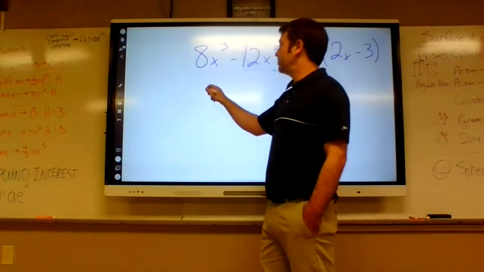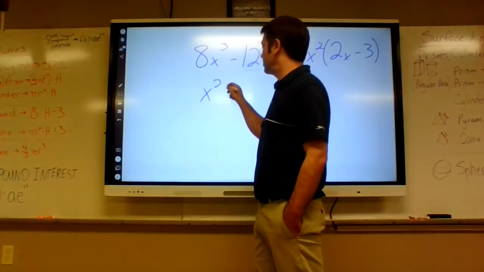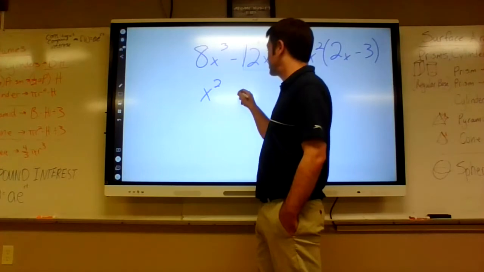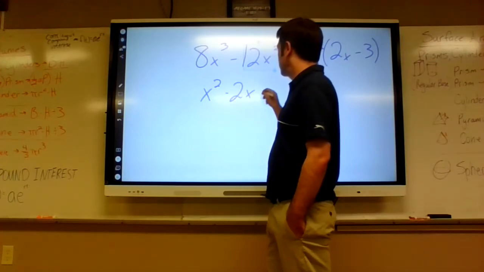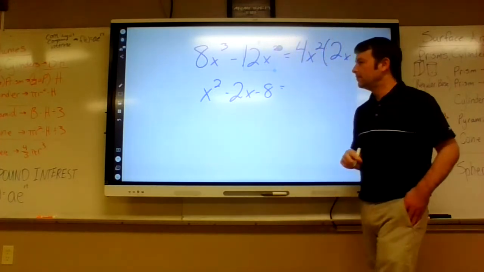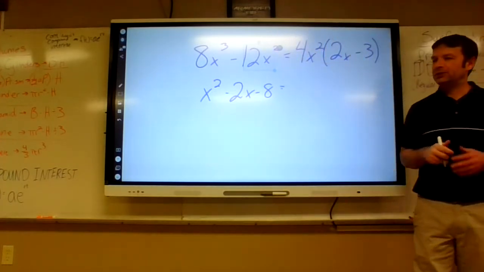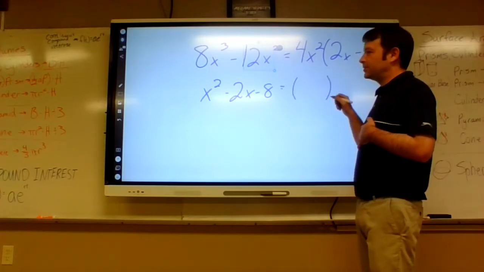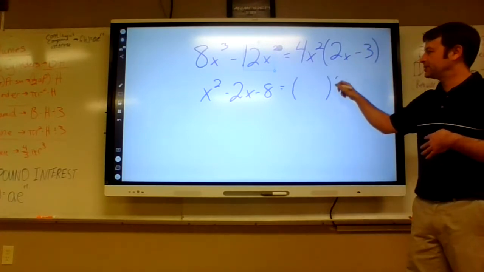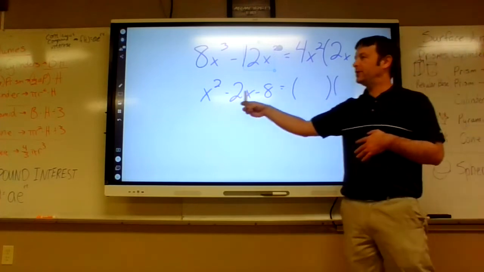Then on Friday, right before break, we had some problems like this. Let's do this one. You guys remember how we did this? 3-term factoring? We did the harder version of this yesterday. This was the easier version. There's no number on the front.